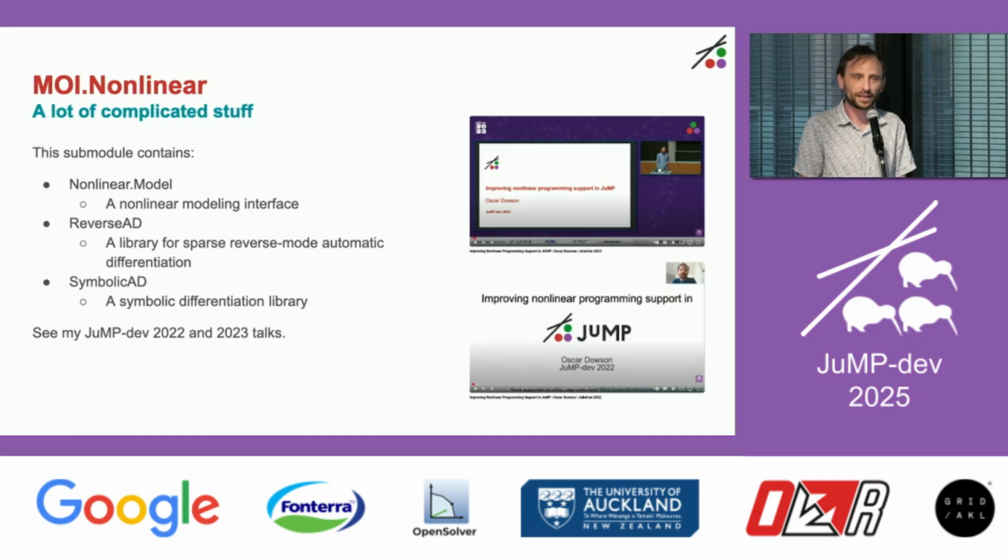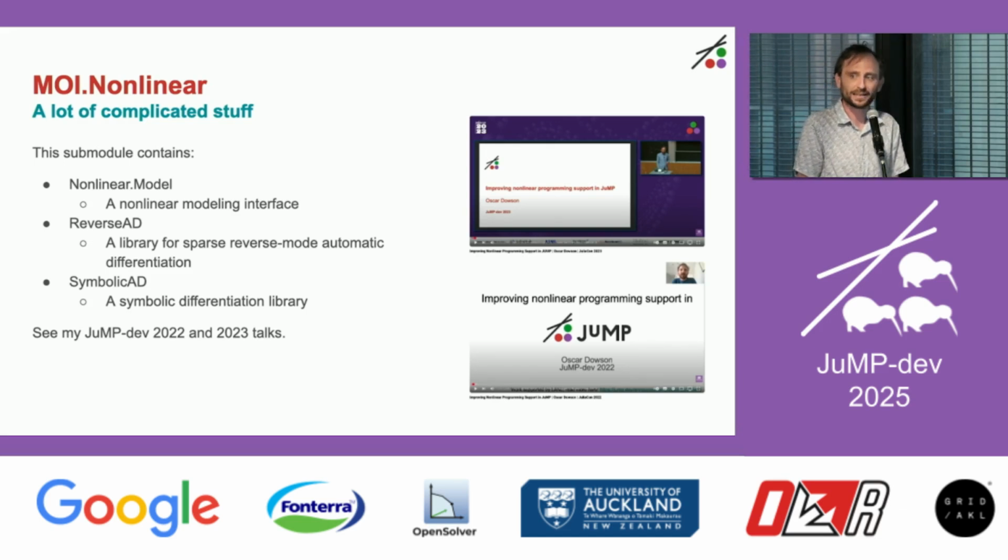There's the nonlinear submodule in MOI. This has a lot of stuff that we've been kind of talking about as well over the last 2 days. There's a whole modeling and another whole modeling interface in that for writing and building nonlinear optimization models. There's a reverse AD submodule for doing automatic differentiation on that nonlinear.Model object, and it includes all of the coloring stuff that Alexei was talking about.